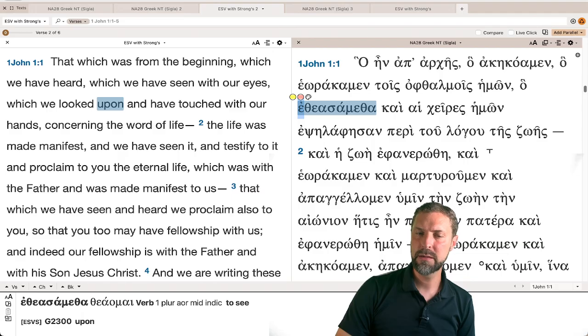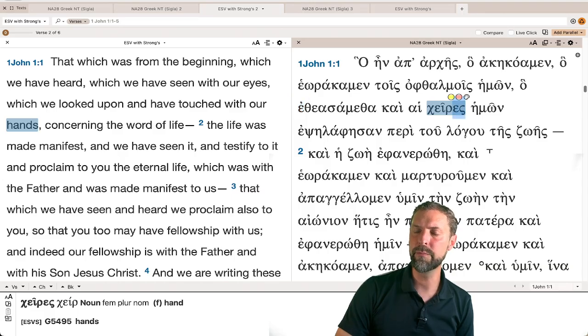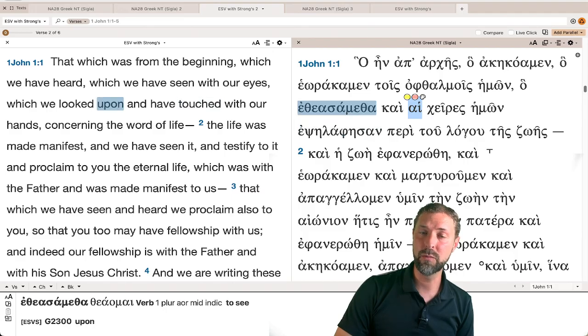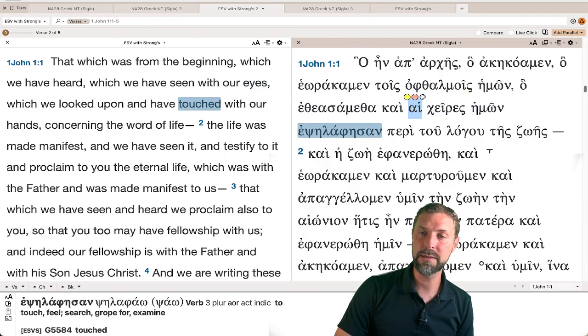So what we saw. And our hands, this is a third declension noun. And so recognizing that ending, but you could do just as well by knowing your articles. Article is your friend. What our hands touched. And here I'm back to another aorist. So what our eyes looked upon and our hands touched. So aorist third person plural. We have touched.